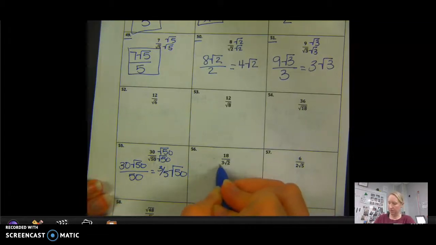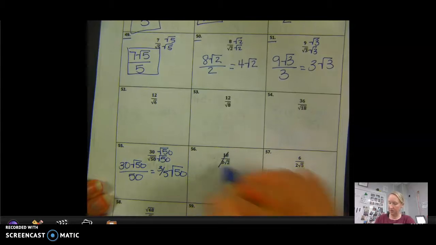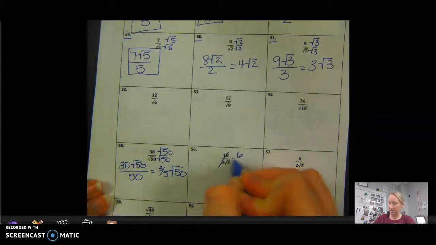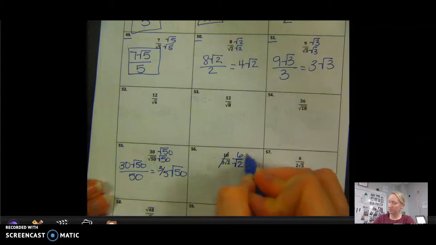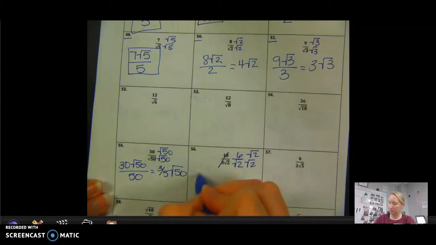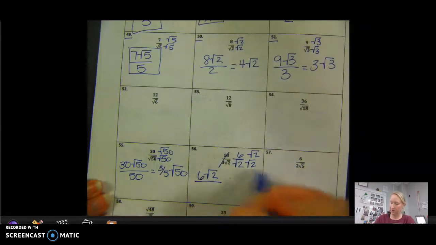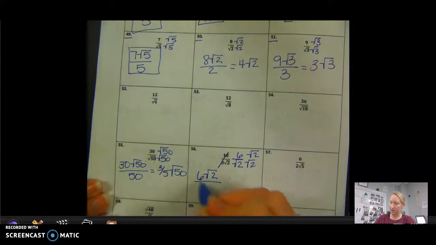This one, there's something up front. I can go ahead and reduce to start with. 18 divided by 3 is a 6 on top over the square root of 2. Now I'm going to rationalize by multiplying by the square root of 2 bottom and top. So I get 6 square roots of 2 over the square root of 4, which is just 2. Reduce, and that gives me 3 square roots of 2.